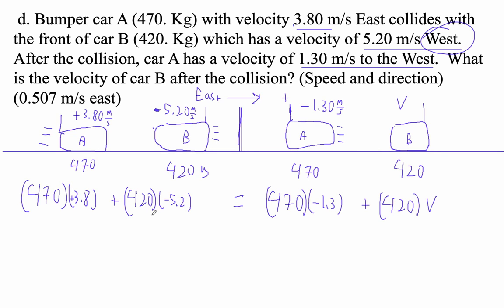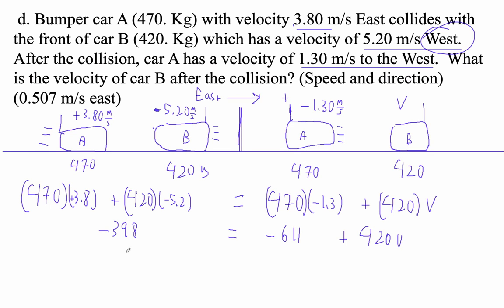So 470 times 3.8 plus 420 times negative 5.2. I did that all in one step and I get negative 398. And then that equals, I'm going to go 470 times negative 1.3. That is negative 611 plus 420V. Okay, so now I'm set.